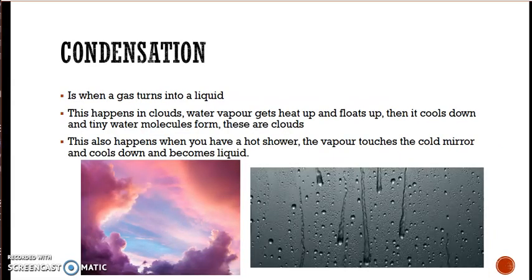Condensation is when a gas turns into a liquid. This happens in clouds. Water vapor gets heated up, floats up, and then it cools down. The tiny water droplets form. These are clouds. So water flows up, gets cooled down, forms clouds. What more can you say? Up there is much colder.